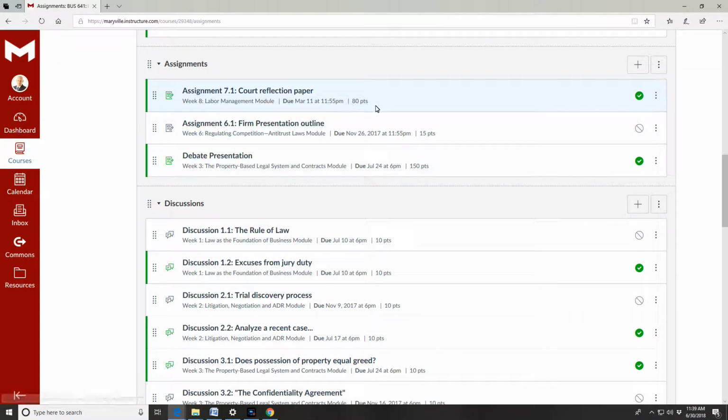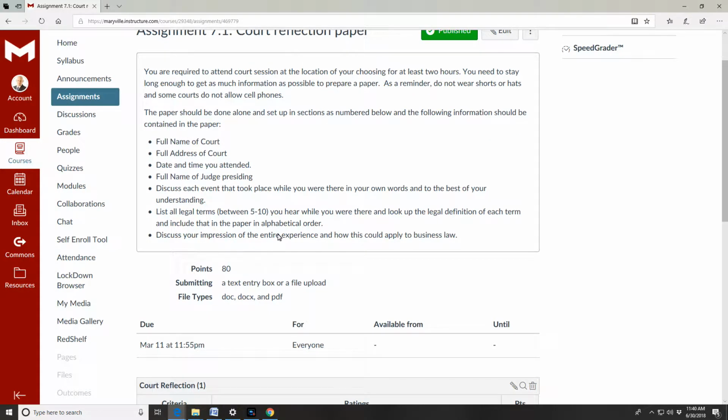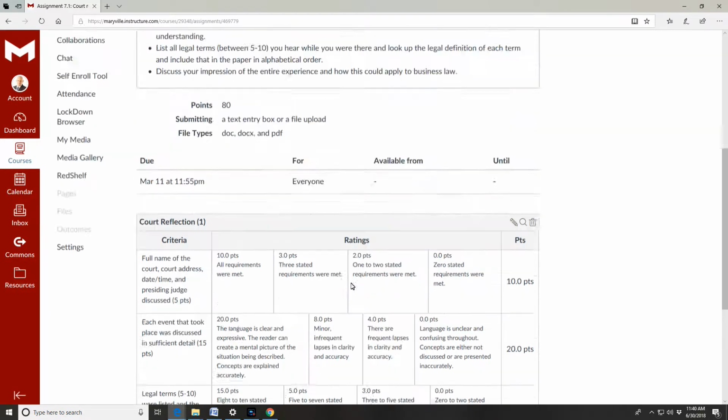You are also asked to complete a court reflection paper. At some point during the course, I want you to go to court and just observe. Seeing the legal system in action and actually functioning is not something most people have an opportunity to do, and I am forcing you to do it, for better or for worse. So this is literally go to court, spend some time, listen for things that are going on, try to figure out what's going on, and then write a paper about it. Under its assignment 7.1, it is due at the end of the class.